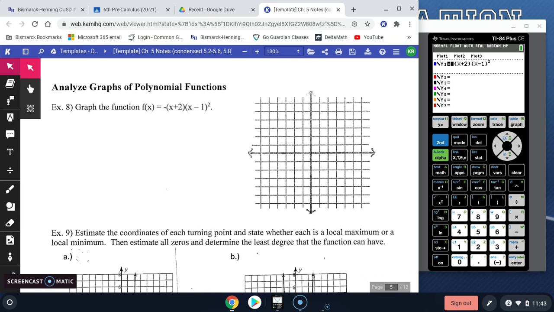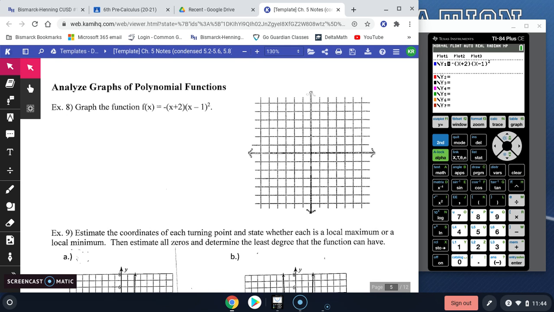Okay, we're going to start with example 8 today. So this will be kind of a quick review over what we worked on last week. So we're going to graph this equation, but before we graph it, I want to talk about a couple of things. Now, this equation is not multiplied out.